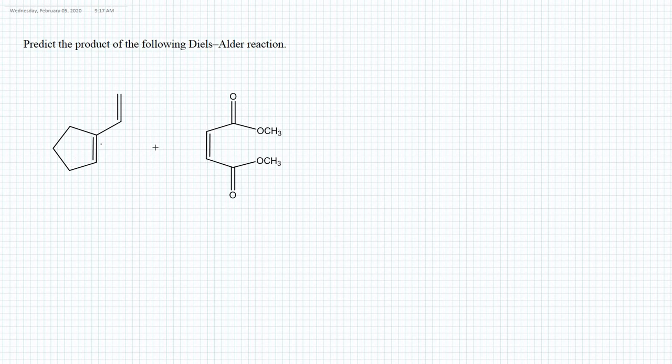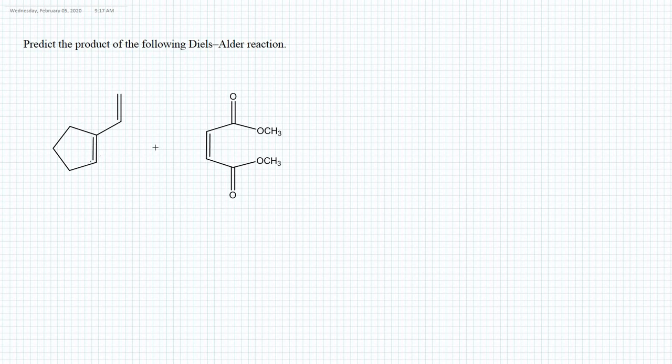We have here a diene. It has two double bonds, two alkene functionality. It's a conjugated diene. And the other reactant is an alkene, or a dienophile, and it has two electron withdrawing groups, two ester functionality around the double bond. So we can predict the product for the reaction.